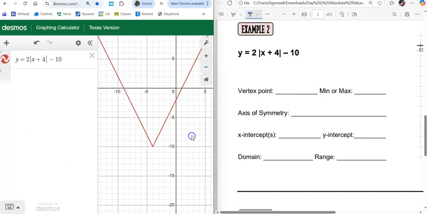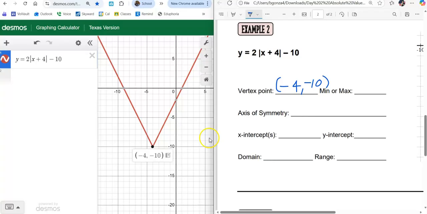Make sure you can see your whole graph. And now we do the same thing. Vertex, where does it change directions? -4, -10. Right here, where it changes directions. Now, the axis, remember, axis is this x value. X equals -4, right? Range, you already know, is y and this number. But is it going up or down from the vertex? Going up, so it's greater than or equal to this y value, -10.